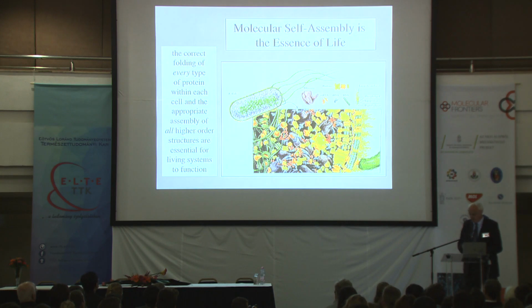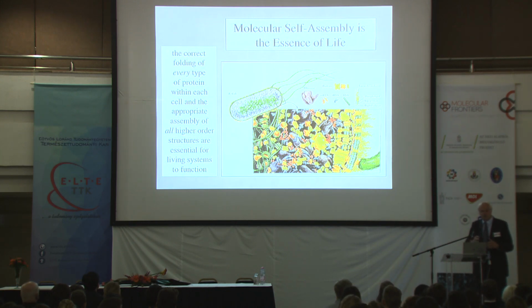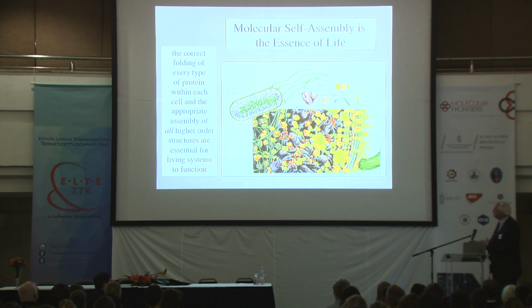So that if you look at a cell, this is a bacterial cell, it could be any other type of cell, biomolecules are packed together extremely closely at 300 grams per liter, and if you're not impressed, try and make up a solution of that concentration. And their surfaces are such that they can remain independent or specific complexes within that highly evolved environment. But every type of protein within every cell, and higher order structures like the ribosome or ion channels and so forth, have to assemble correctly for living systems to function properly.